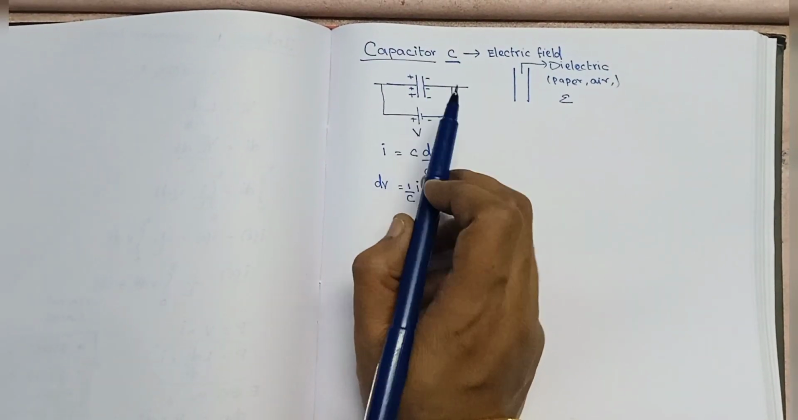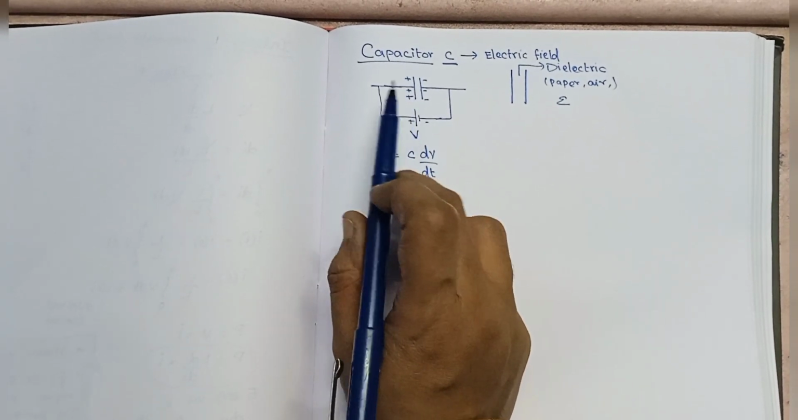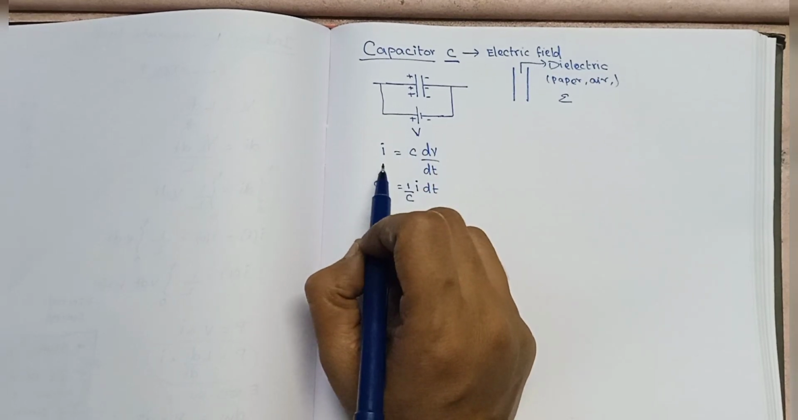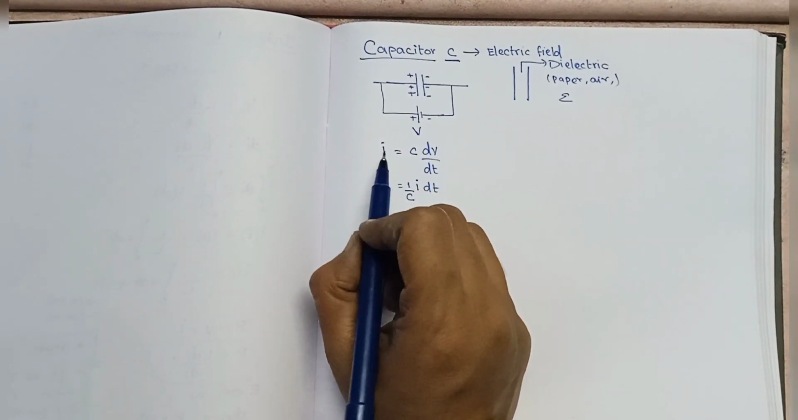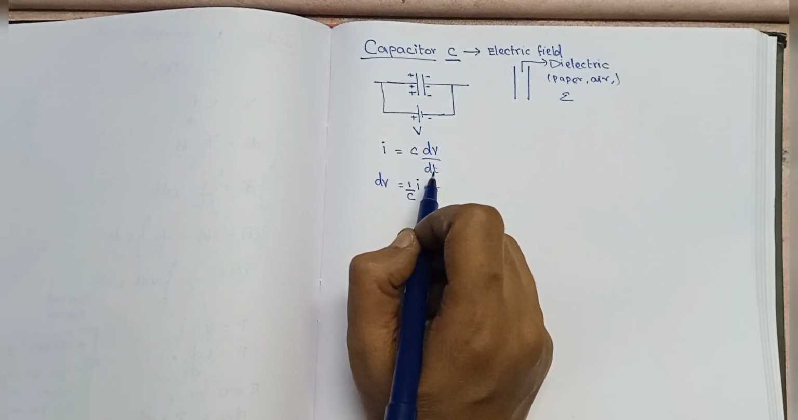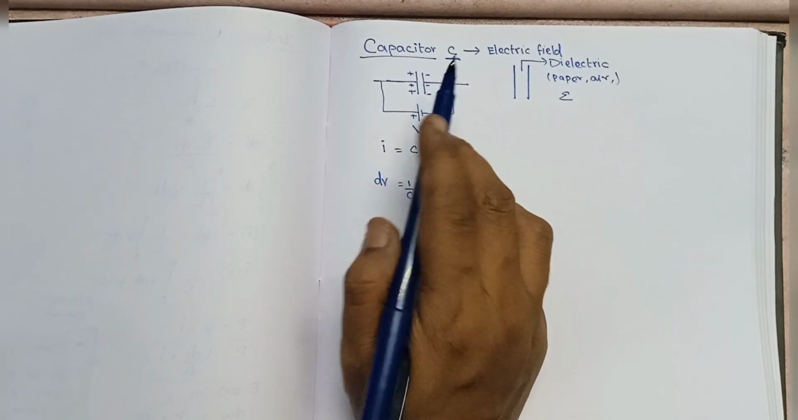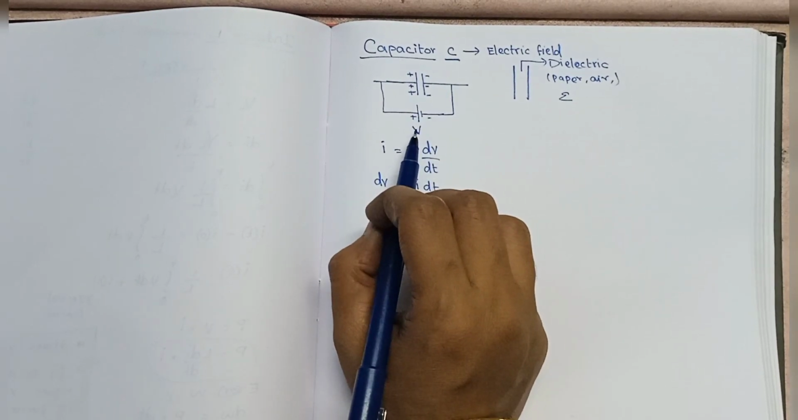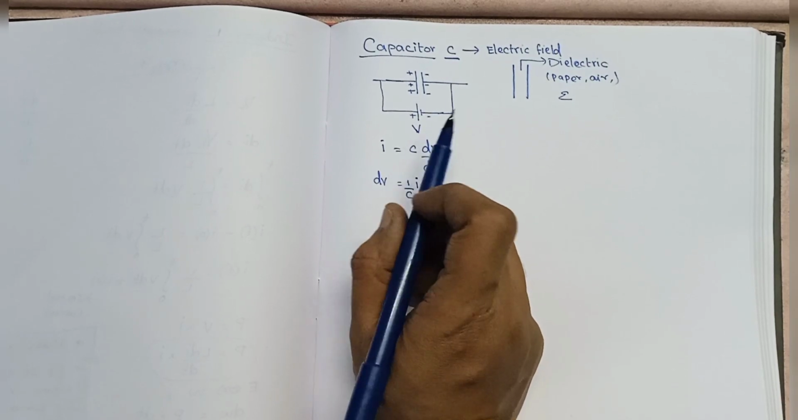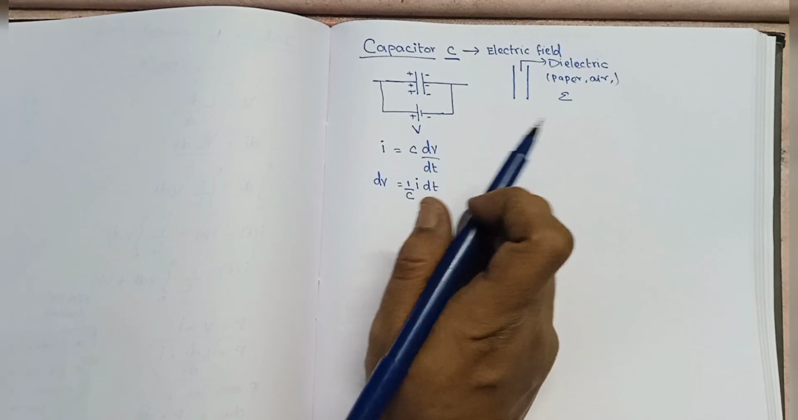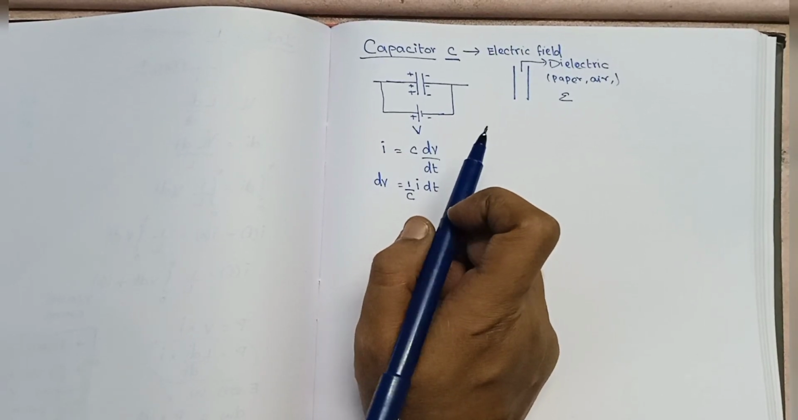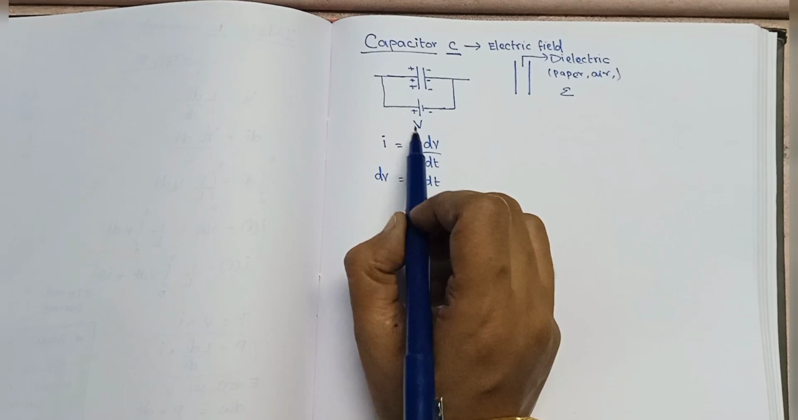So for the capacitor we want to consider the voltage. So how can I write the current for the capacitor? Current for the capacitor is equal to capacitance into rate of change of voltage, because for the capacitor we are going to consider the voltage. In the previous class we saw the inductor, where we considered the rate of change of current. For the inductor, the prime is current, and for the capacitor the prime is voltage.